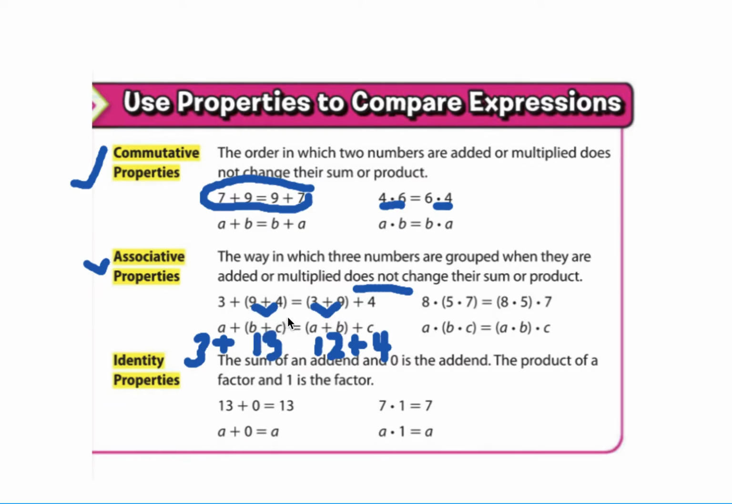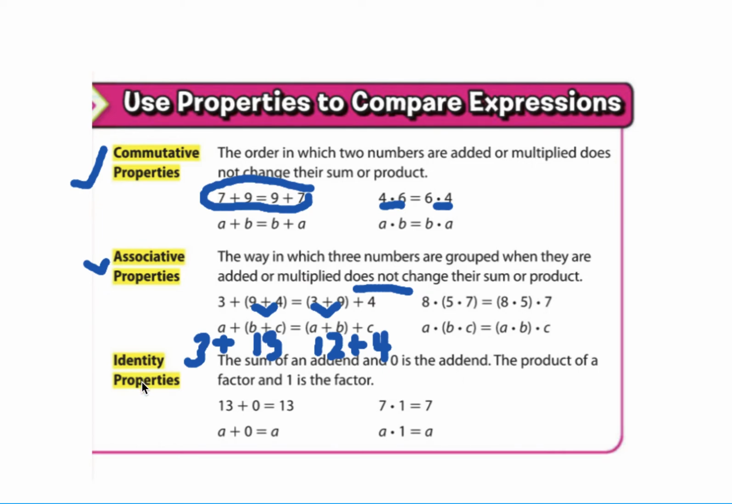So it doesn't really matter when you do associative property, when you're adding or multiplying, you're still going to get the same answer, regardless of what you do first. Over here, the same thing holds true for multiplication. If I do 5 times 7 first, then I multiply by 8, I will still get the same answer as 8 times 5, which is 40, and then 40 times 7, which is 280. You're still going to get the exact same answer. It doesn't matter what order you do it in.